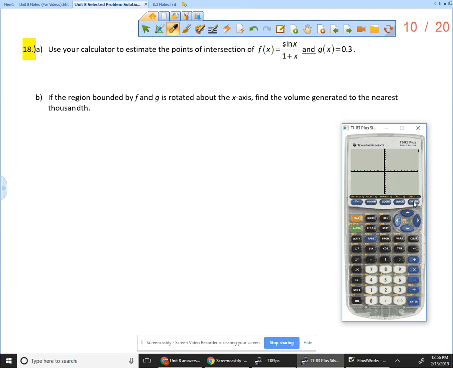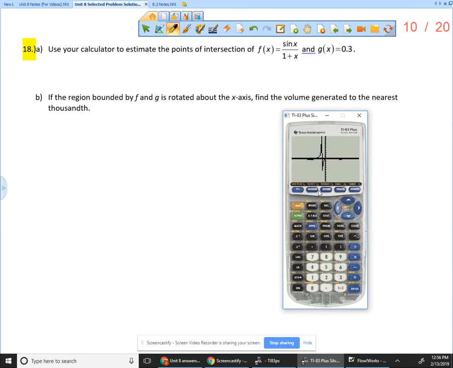Now we graph, and it's really not that easy to see. We want to make sure that we can actually see this, so we want to change our window. You can see 0.3 is really close to the x-axis, so our y min and max need to be pretty close to the x-axis. How about -1 and +1? We're going to get pretty close to the x-axis there.